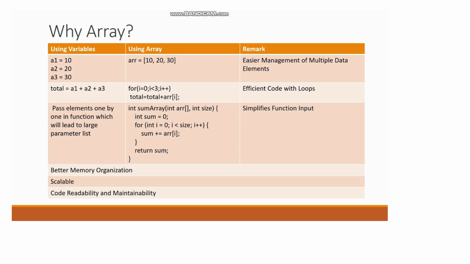So in short, why array? It's a simple thing that many times we want to store data of similar data type, right? A large number of data items which all have the same data type. So instead of storing them separately in different variables, here we get an option to store all the data together in a single continuous memory location.